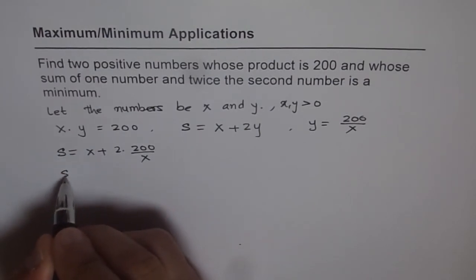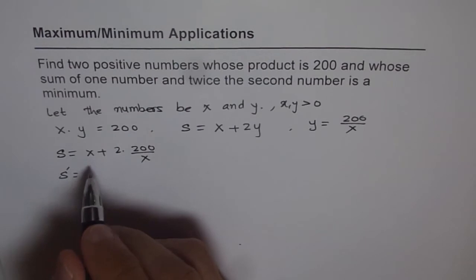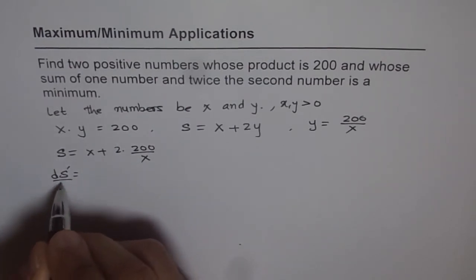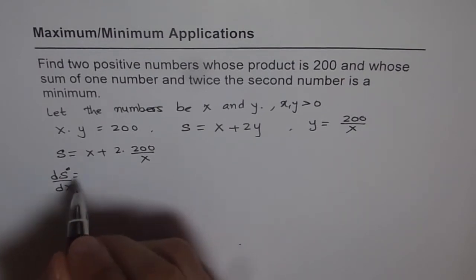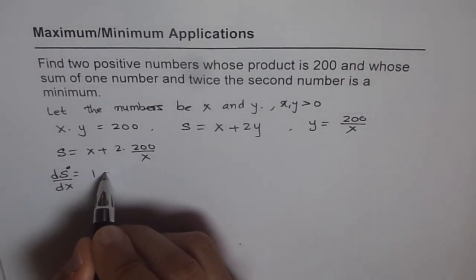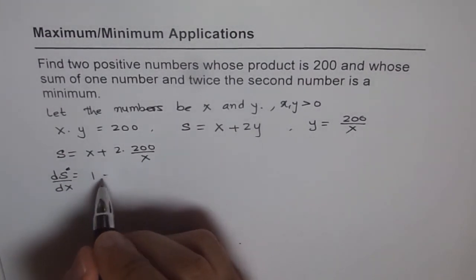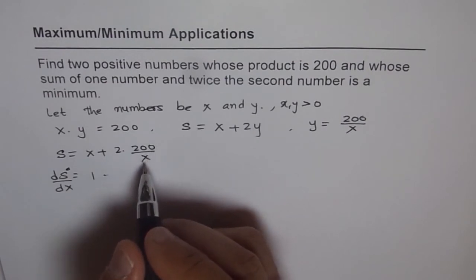So s dash will be equal to, let's differentiate with respect to x, right? So we can also write ds over dx so that we know what we are differentiating with respect to. So that gives us 1 as the derivative of x, and here it is 400 times x to the power of minus 1.